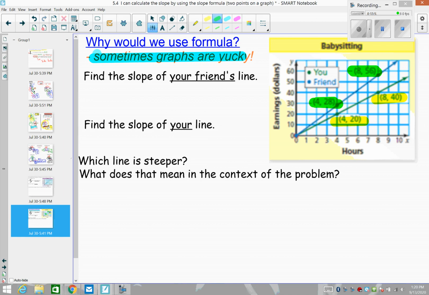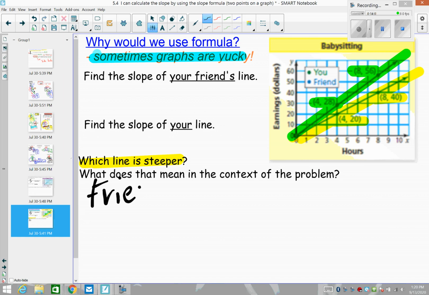So let's maybe do, so this is your friend's line. And this is your line. Maybe we'll just go right to this question right away: which line is steeper? And you should be saying, well, which one is growing at a faster rate? Well, the friend's line is steeper.